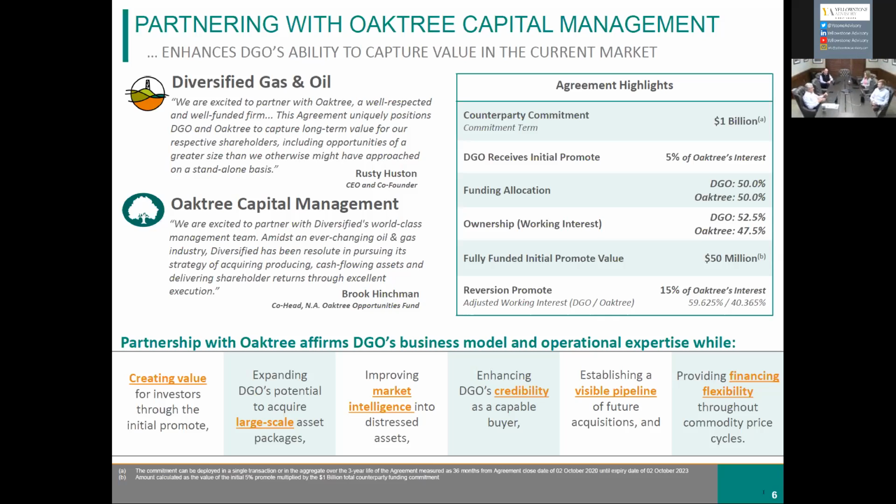At a stated unlevered internal rate of return of 10%, once they've earned that, they will then revert back to us 15% of their 50%. So it's a reversion that comes back to us regardless after they hit a certain stated return. If you're looking at it from an investor perspective, our investors can take advantage of the promote, and then also the reversion.